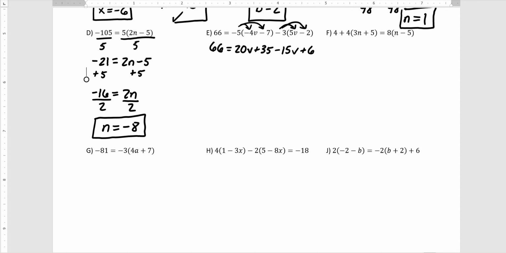Alright, so let's check what we got here. Let's combine our like terms on the right side. So I'd have 20v minus 15v. That would give me 5v. And then I have 35 plus 6. That would give me 41.